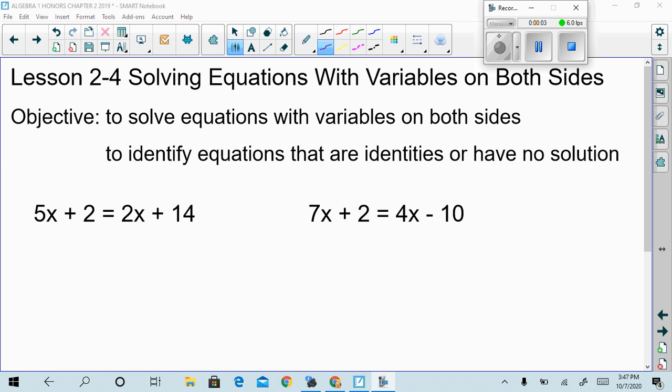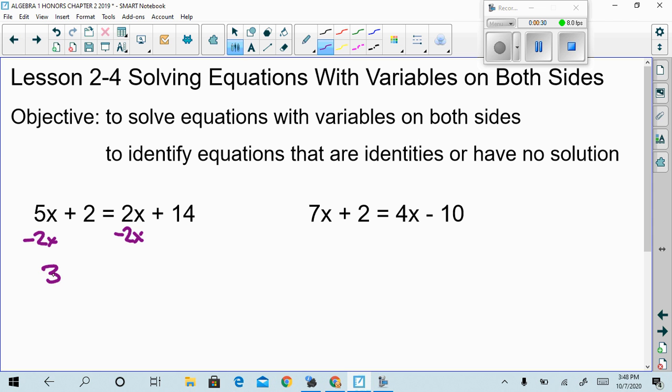Here we are back at solving equations, but today we're going to look at something slightly different. We're going to look at equations that have variables on both sides of the equal sign. So we're going to start by looking to see if there's anything to simplify. I don't see any parentheses or like terms on one side, so I'm now going to collect my variables to one side using my inverse operations and my subtraction property of equality.